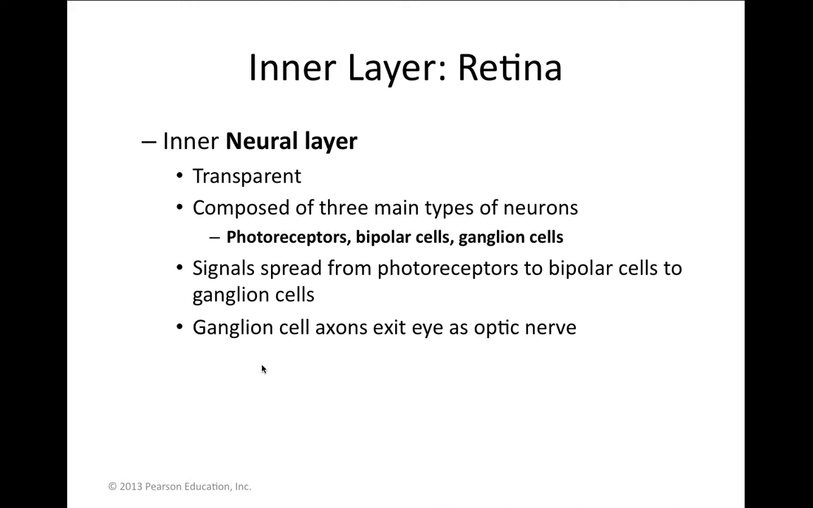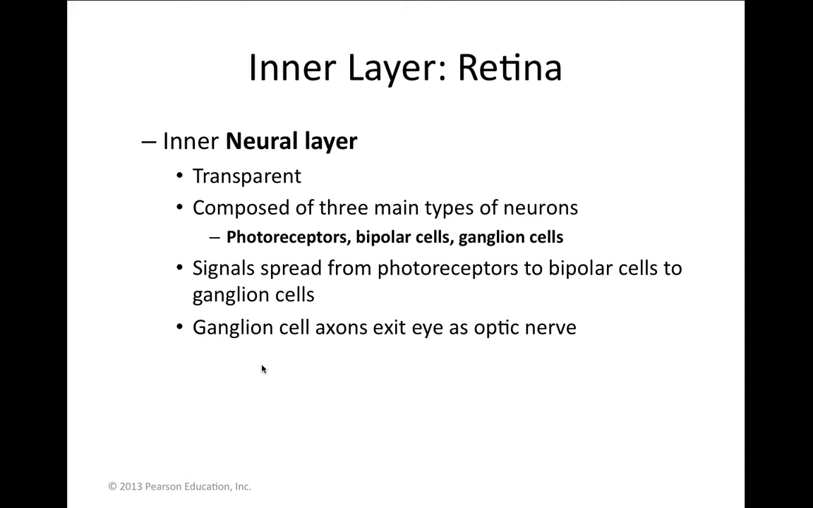The inner layer is your neural layer, and this is transparent, okay? It's obviously made up of neurons. There are three main types of neurons. You have the photoreceptors, which are your rods and your cones. Then you also have bipolar cells and ganglion cells. We're going to get in depth with what each one of those means. The signals will spread from photoreceptors to bipolar cells to ganglion cells, and the ganglion cell axons will exit the eye as the optic nerve.